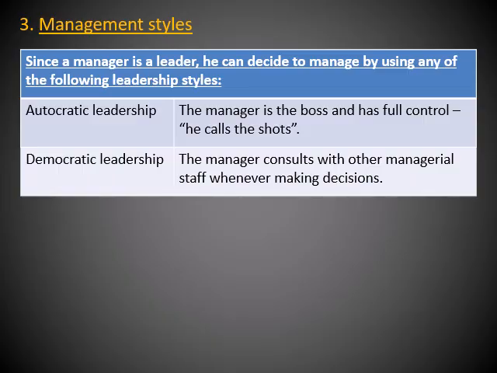The next one is a democratic type of leadership style. In this case, this type of manager likes to get input from other people, other managers. He consults with them, and then, based on their input and their opinions and advice, he makes decisions.